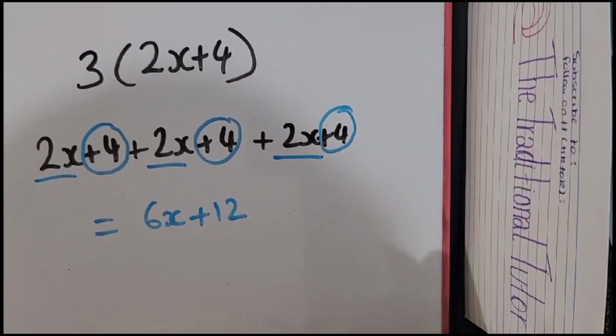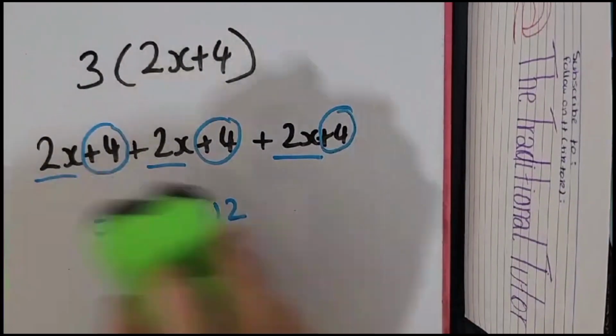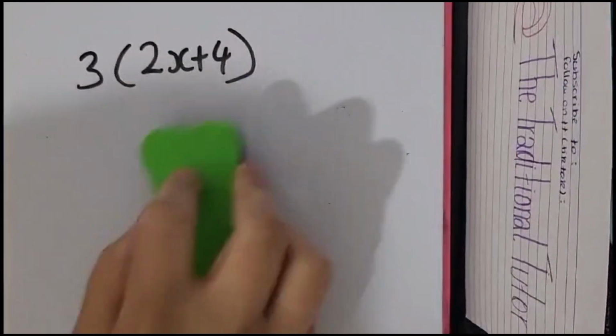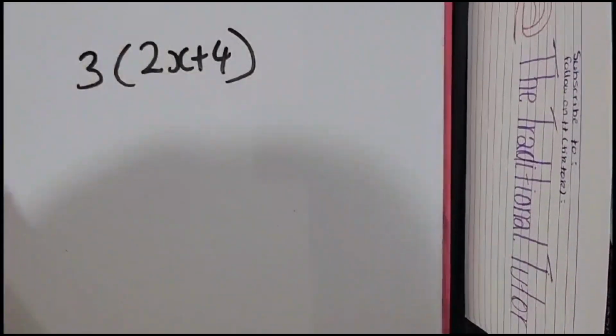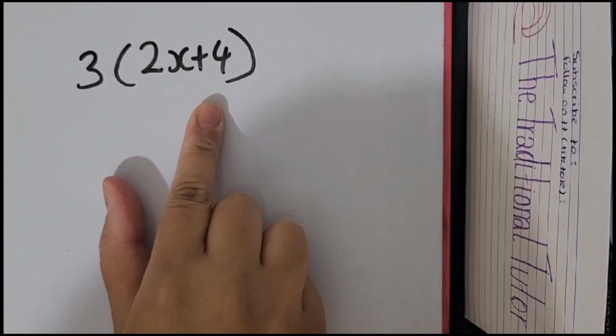Okay, so that's one way of doing it, but we actually have another quicker way of thinking about it as well, instead of writing it out in full. Because imagine if we had 10 outside, that means I'll have to write down 2x plus 4 10 times and actually add them all together, the individual terms.